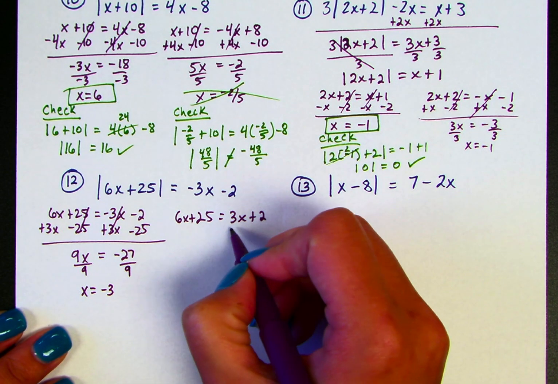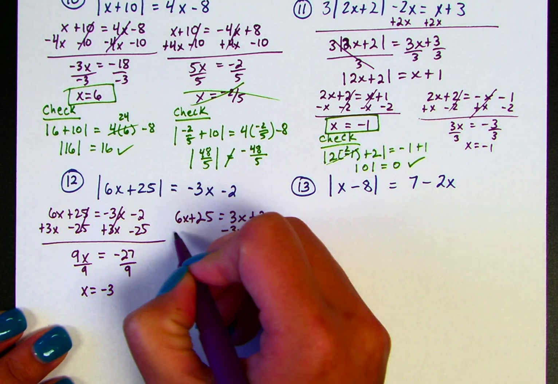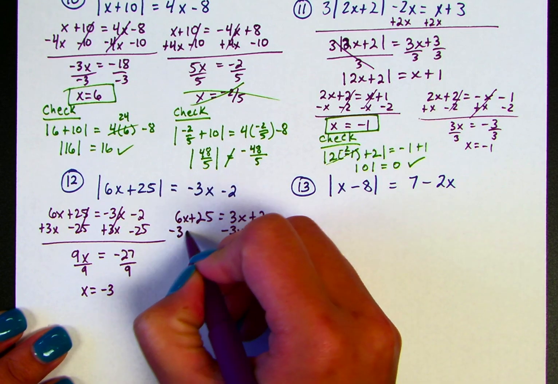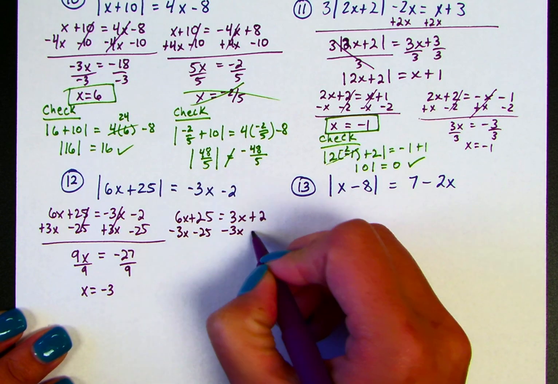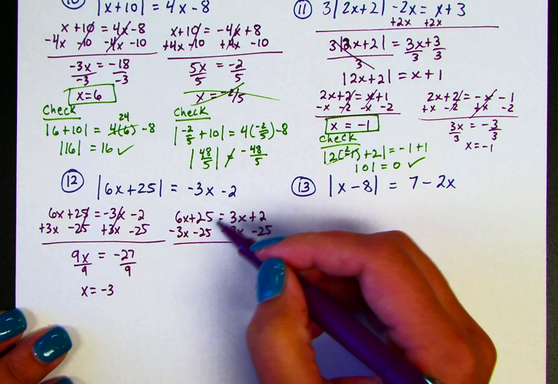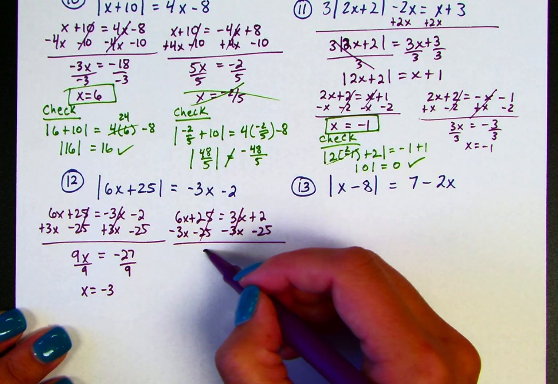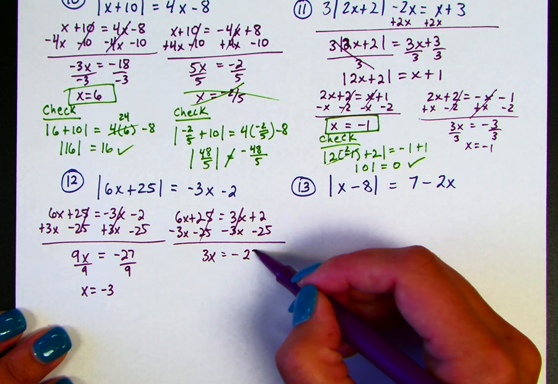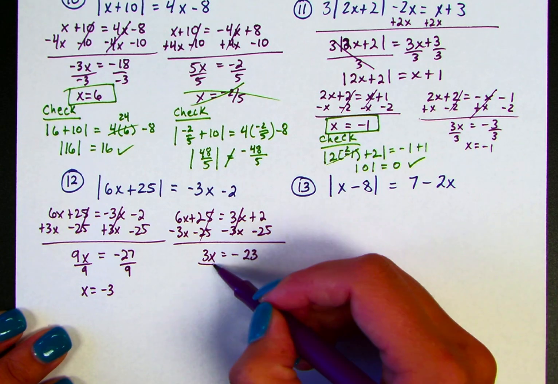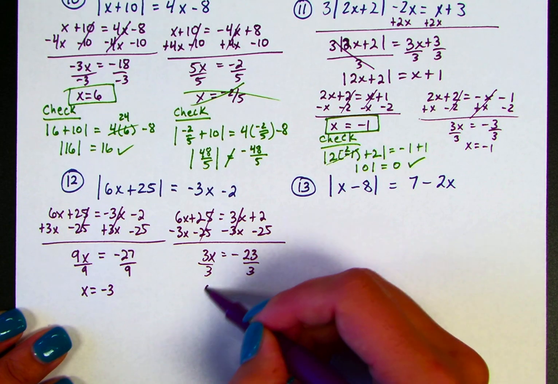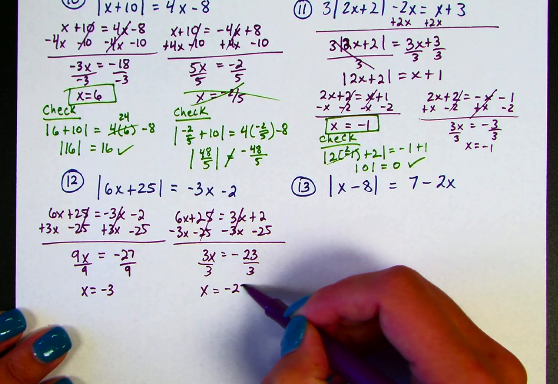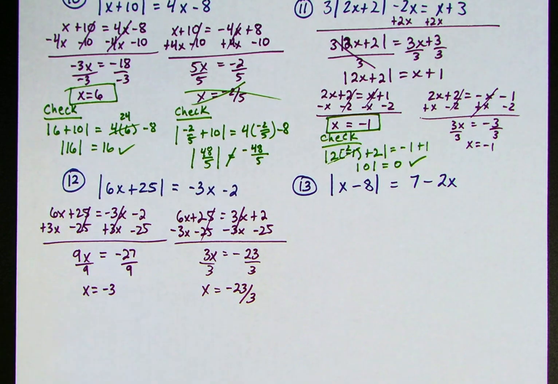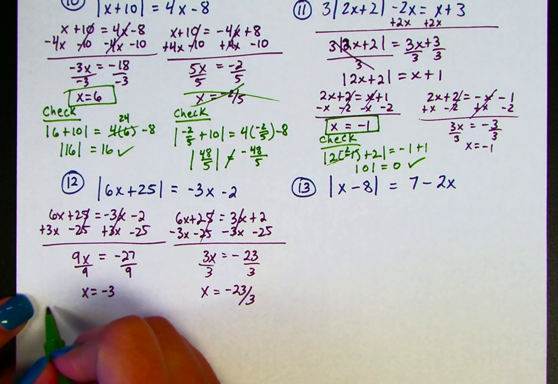Okay. This time I'm subtracting the 3x and subtracting the 25. So this will give me 3x equals -23. So dividing by 3, x equals -23 thirds. And we need to check both of our answers.